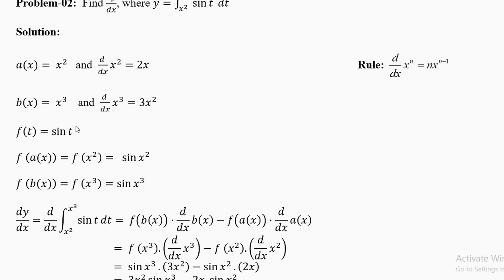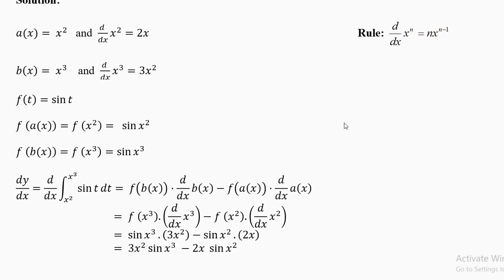Now the function is sine of t. Please use this rule of differentiation whenever you need it. This chapter is about differentiation, but it is easier than calculus 1. Now f of x square: wherever t is there, put x square. So you'll get sine x square. If you want, you can put a bracket here. Then f of x cube: put t equal to x cube, you'll get sine x cube.